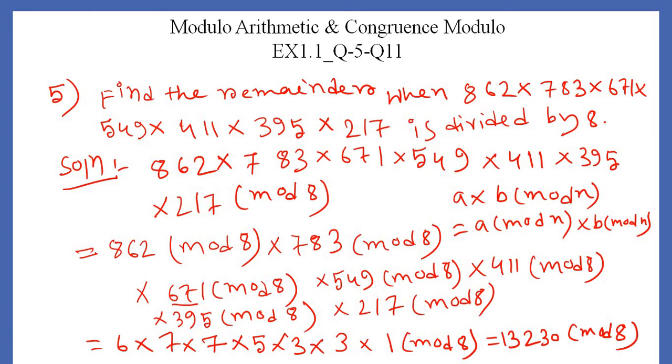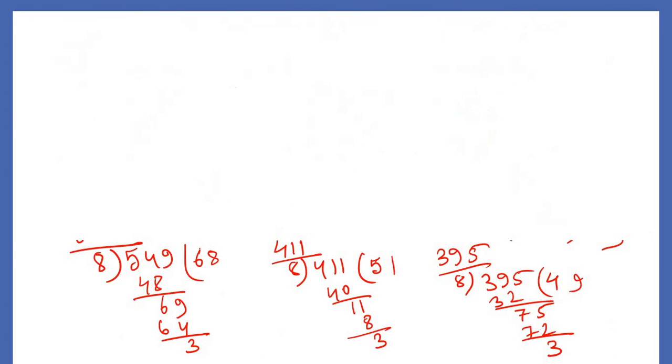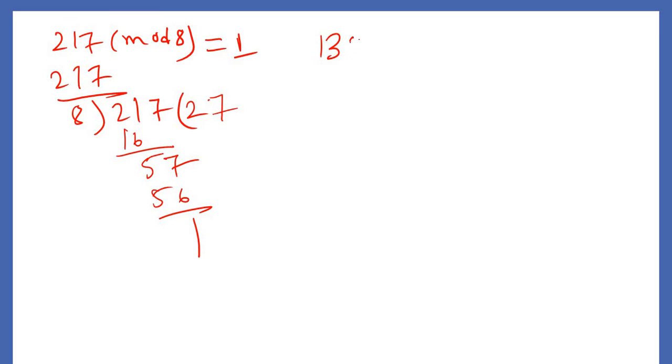mod 8. That means to get the remainder, we have to find 13,230 mod 8. That means we have to divide 13,230 by 8 and find the remainder, right? So let us do it. If we divide 13,230 by 8, then what we have?